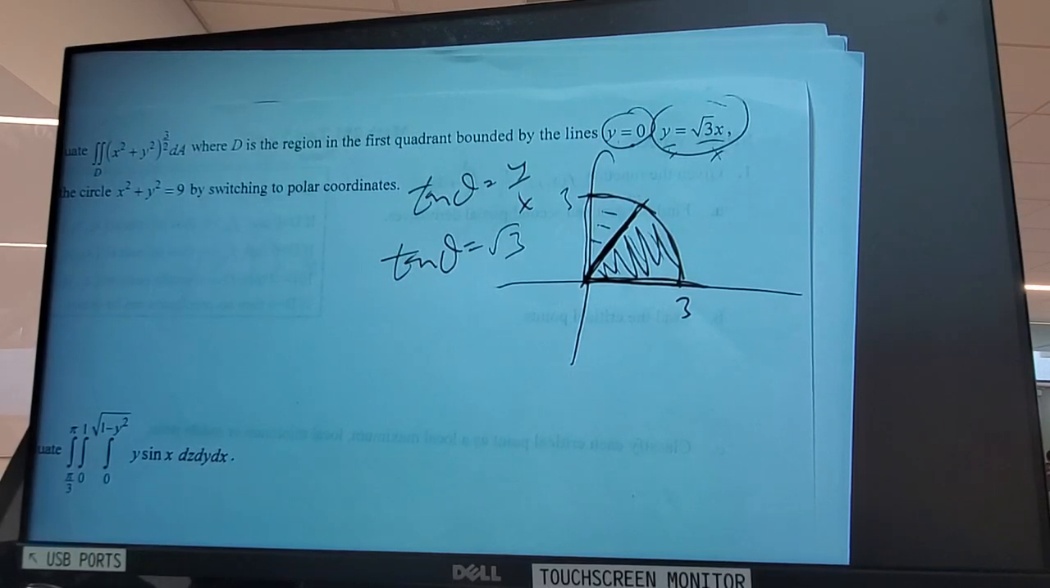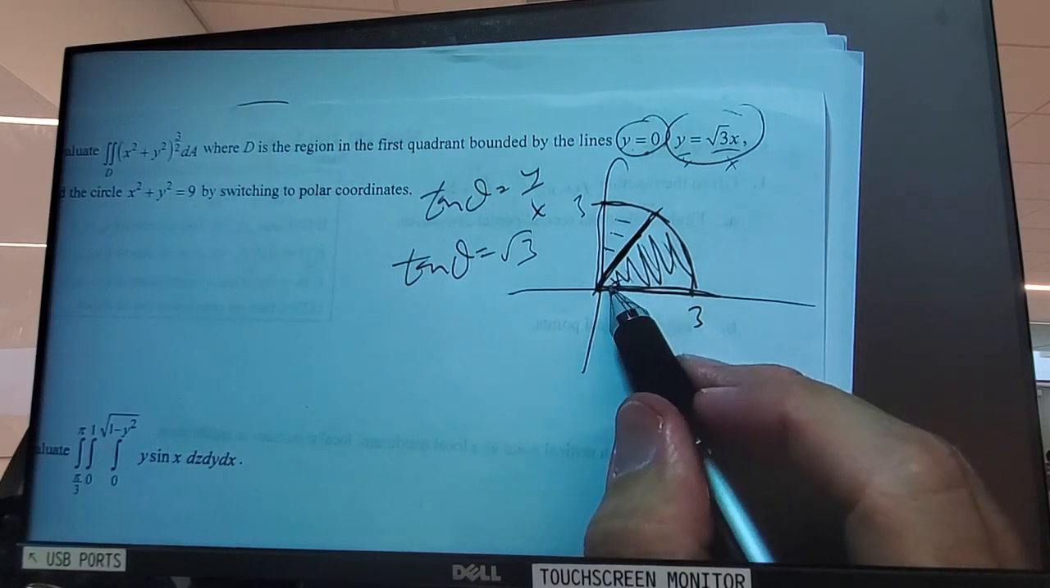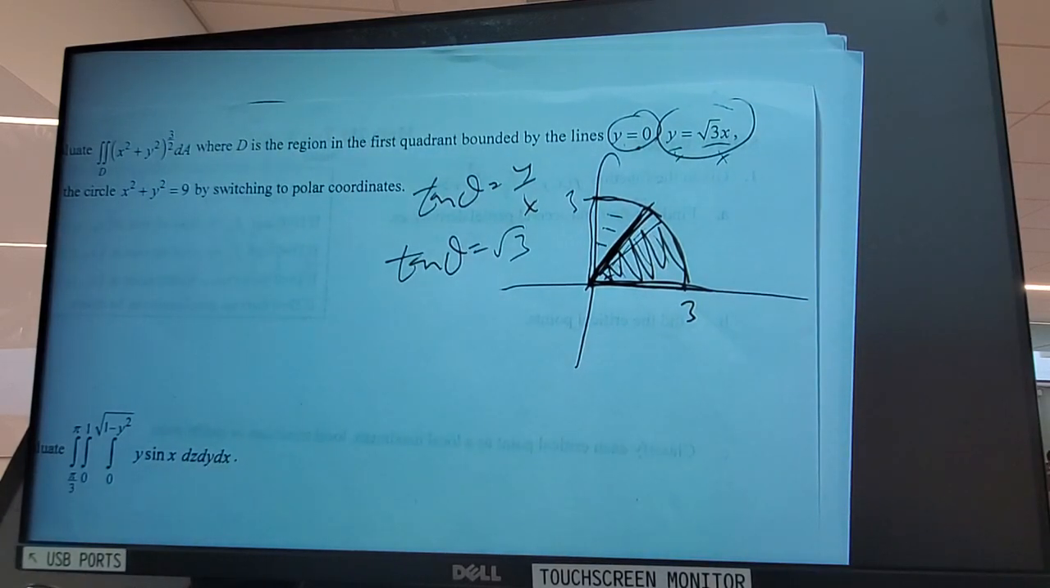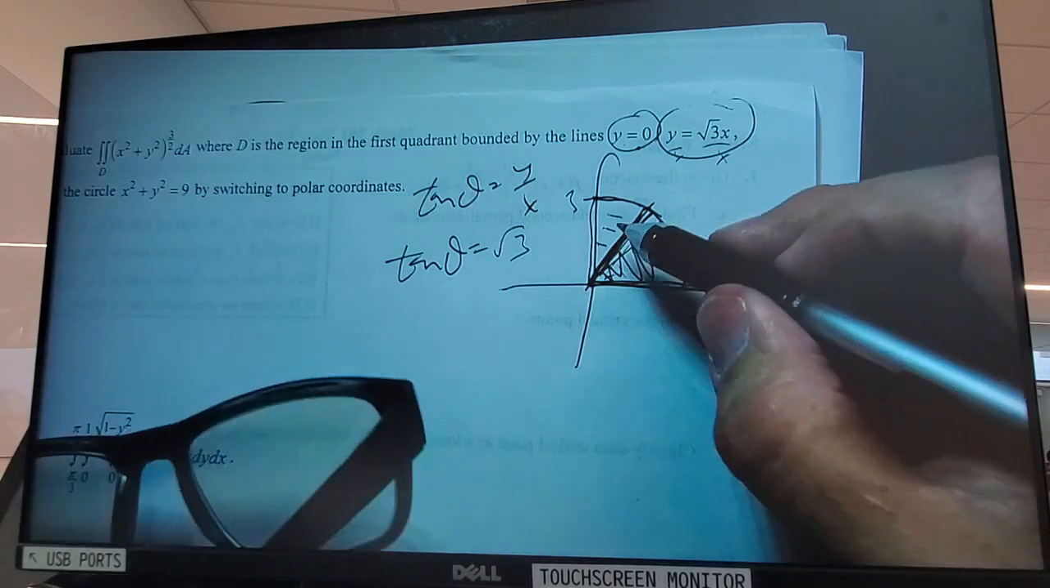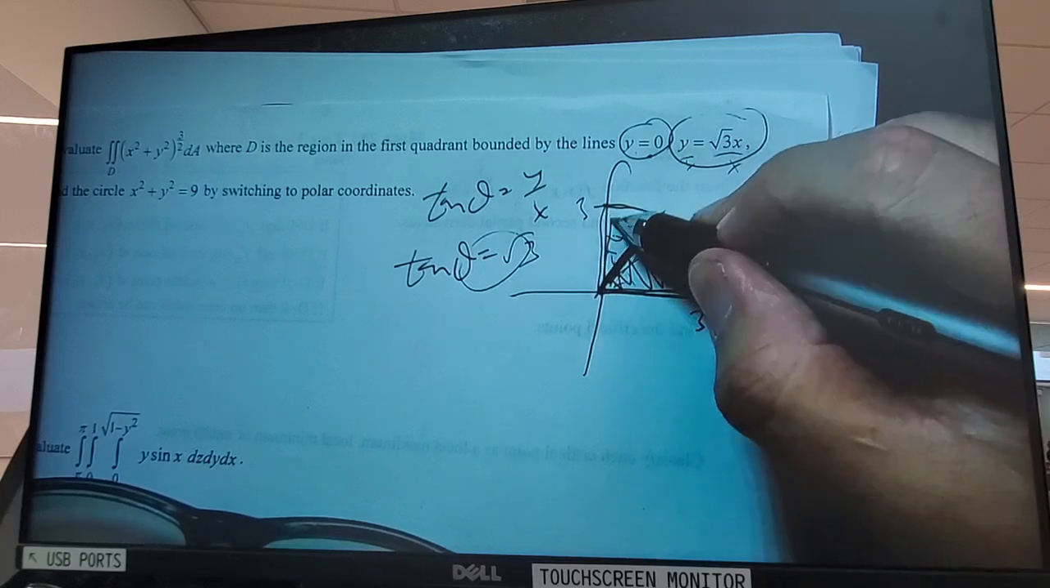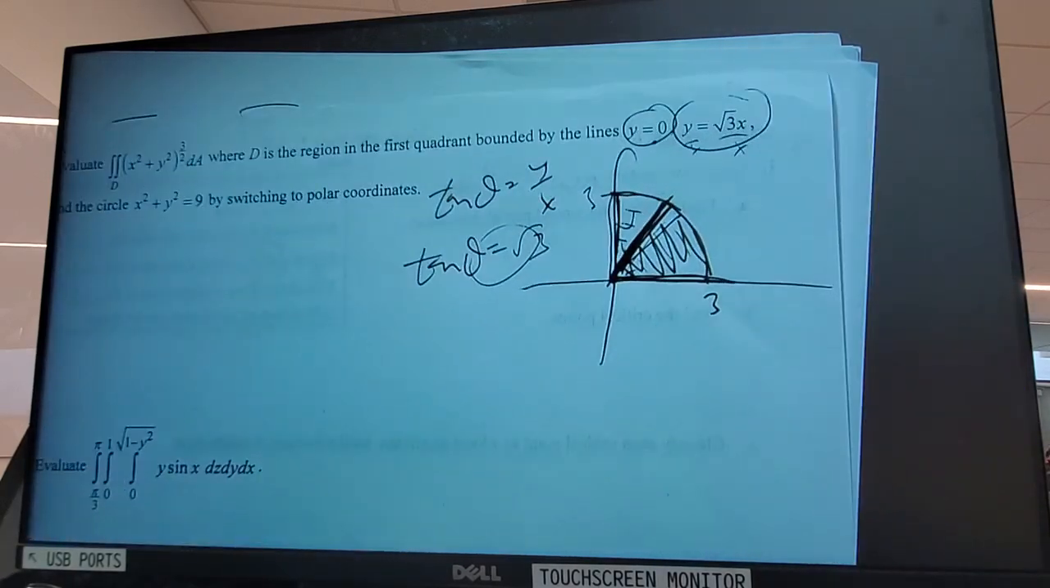But at the very least, you should tell that this does not go to pi over 2. It stops here, yes? It doesn't go all the way to pi over 2. You with me? I don't blame you. You saw the words first quadrant and you thought, okay, that's pi over 2. But no, the region stops right there. For those of you who had this pizza slice, your region starts at pi over 3 and goes to pi over 2. Okay.